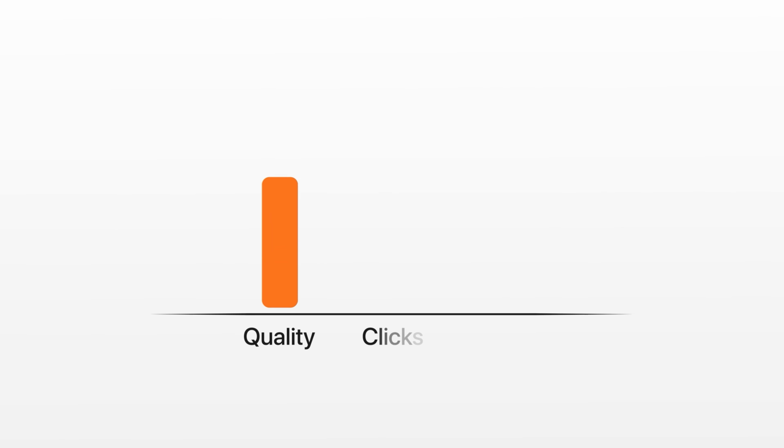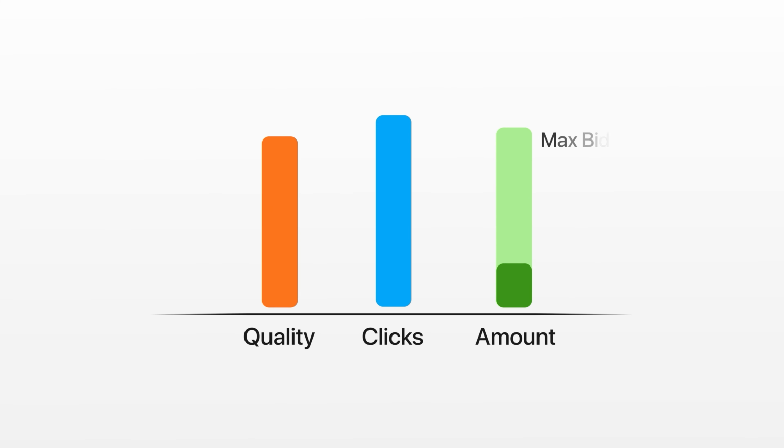And this also affects what you pay. When your quality is stronger, your clicks usually get more efficient. That means you're often not paying your full max bid, and higher quality can help you spend less for the same traffic while cutting down on wasted spend.